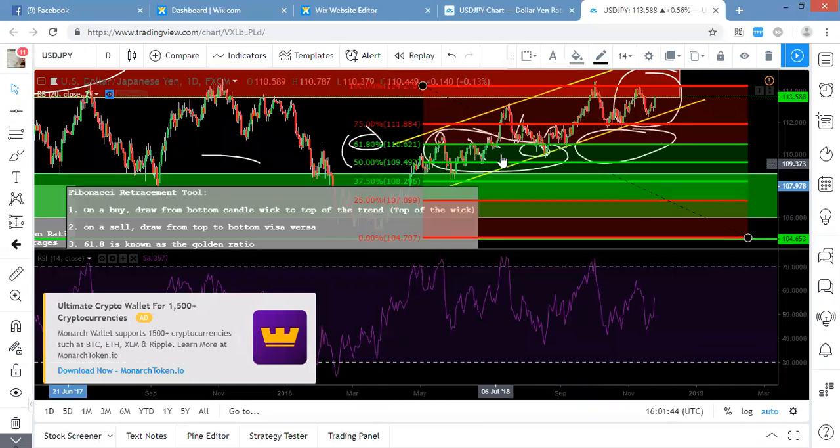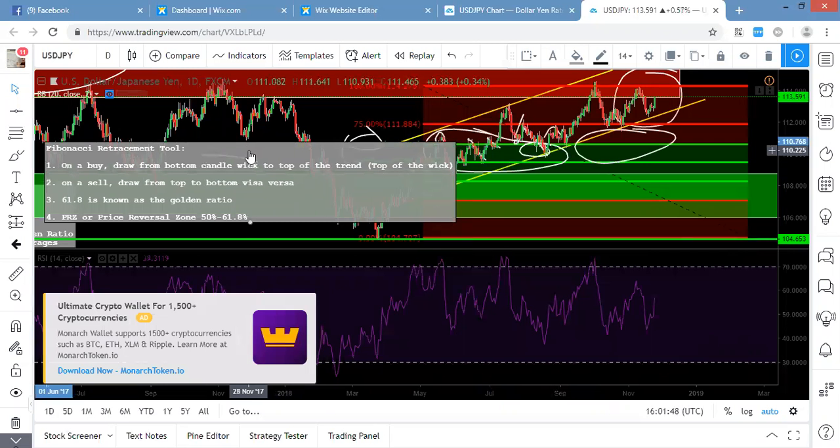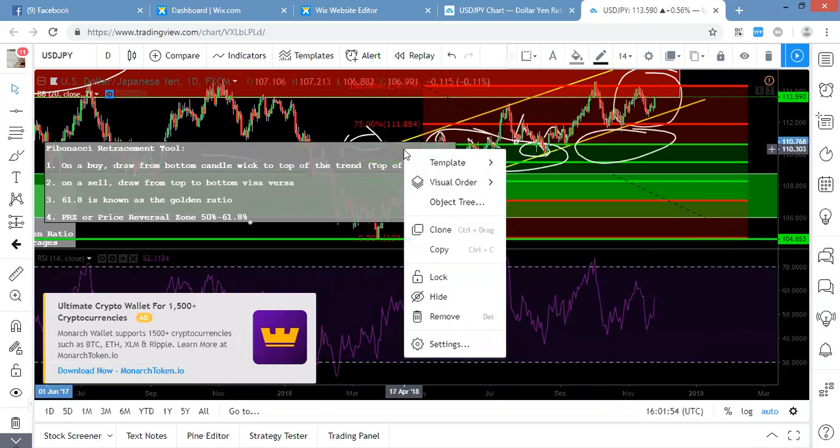Oh, if I backspace, it's going to get rid of my text. Make sure you guys go ahead and write that down in your notes, because I'm about to get rid of it.